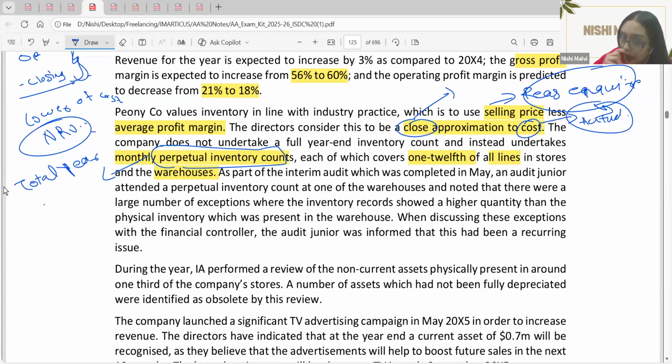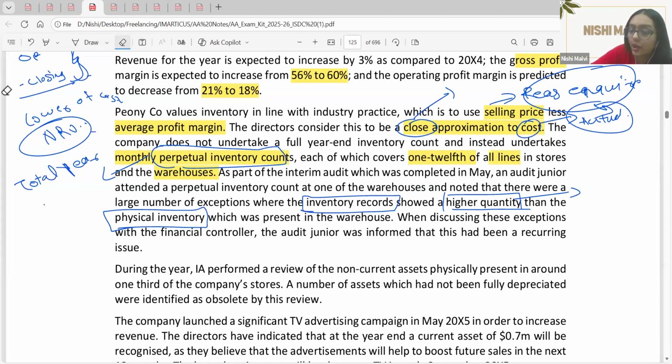As a part of the interim audit, which was completed in May, the audit junior attended a perpetual inventory count at one of the warehouses and noted that there were a large number of exceptions in the inventory records. Check with the inventory records. They show a higher quantity than the physical inventory. How will you do this? Check for the purchase. No. When there is inventory, what do you write down? Document there is.